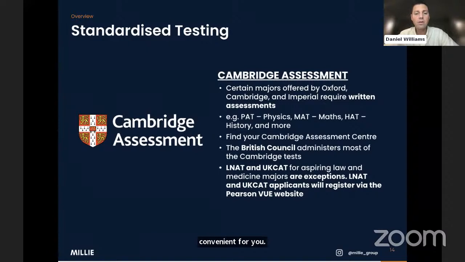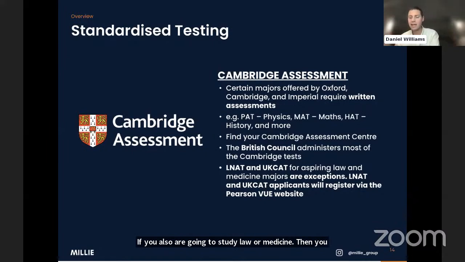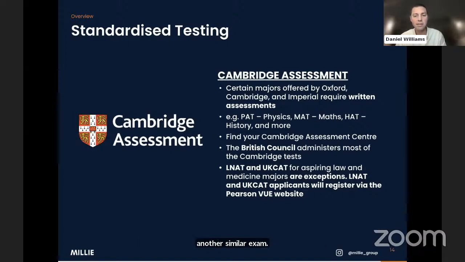If you are going to study law or medicine, then you won't take a Cambridge assessment, but you will take another similar exam. These are not given through the Cambridge assessment site. They're given through the Pearson website, but they're also required for certain schools. So again, through the UCAS portal, through that search button that we looked at earlier, you can determine the exact requirements for each school.